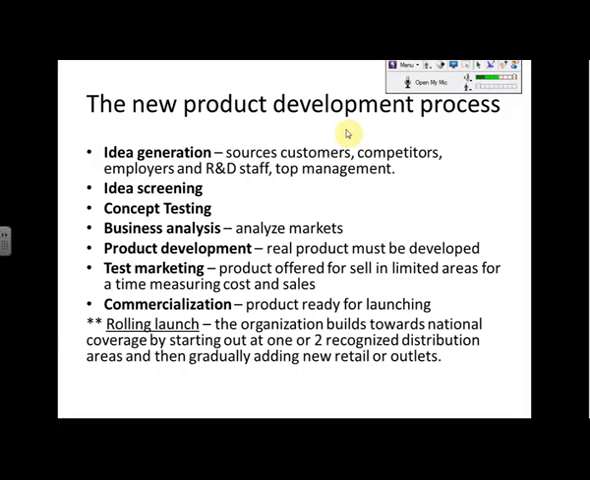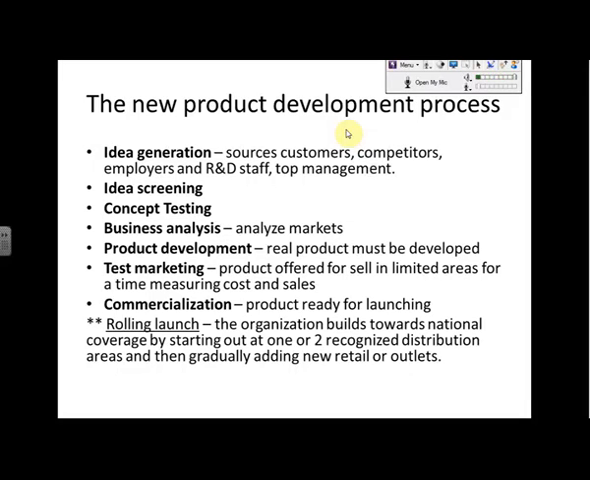The product that is being tested, you sell it in limited areas, and over time you are able to measure the costs that you are incurring, and also the sales that you are making. And then after that, you then do the full commercialization. As soon as you have seen the information that the product is in demand, people are buying it, they love it, then you produce it in volume. And you start producing the product and you launch it onto the market.